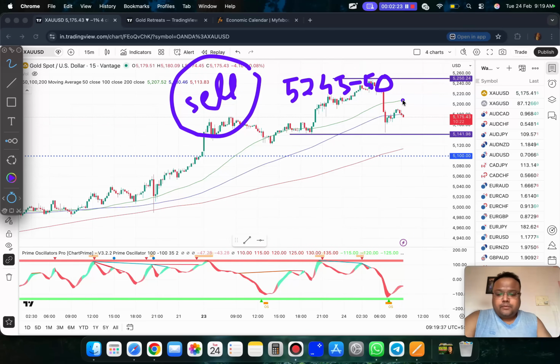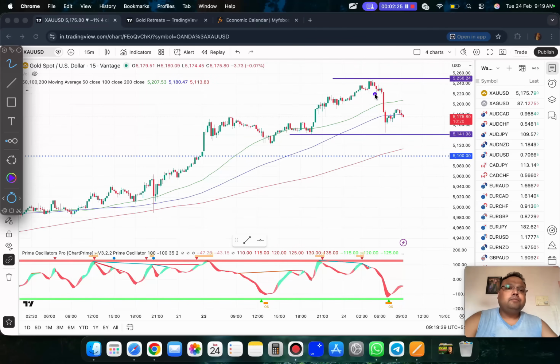One more thing I would like to add is that the overall trend of the market is bullish. There is no doubt about it. But look at these candles. The size of the candles is massive, humongous. So there is a possibility that the market may go down below 5140 as well.